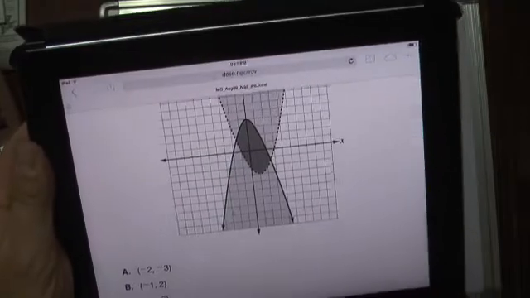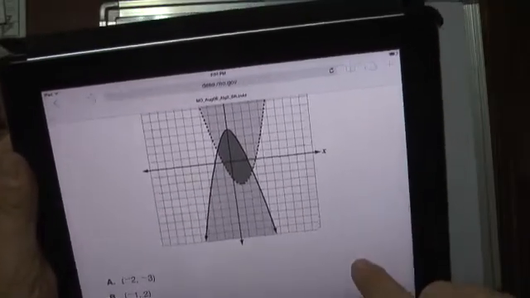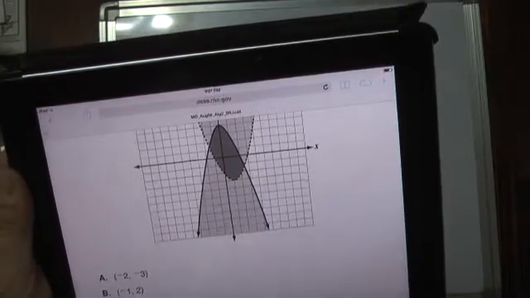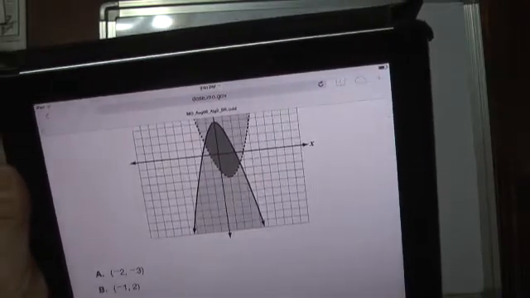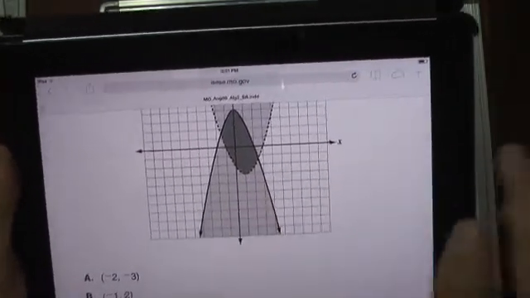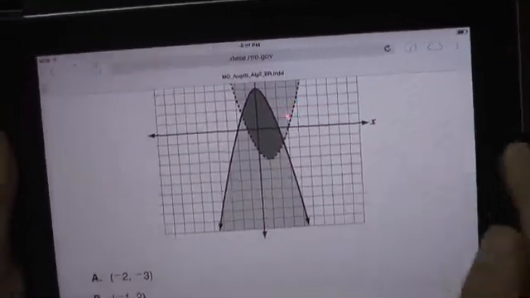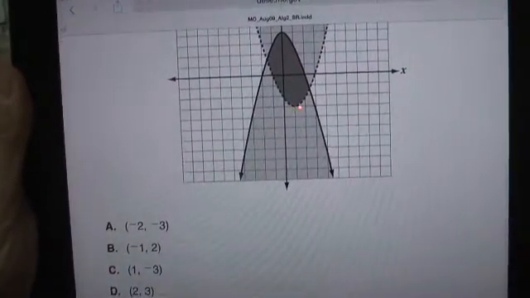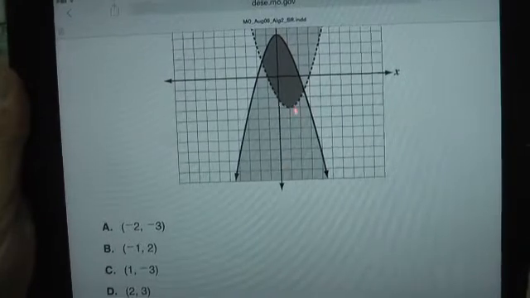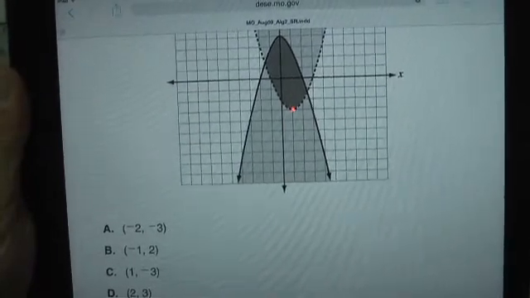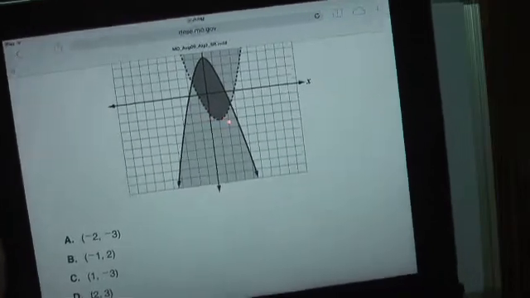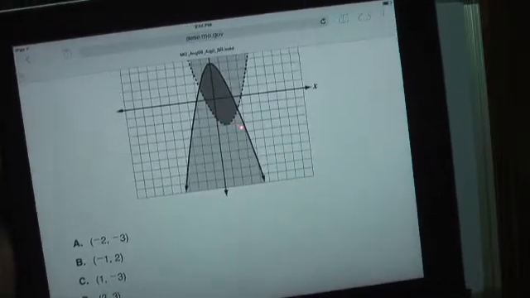So the correct answer on that one was choice B. But I want to look at choice C. Yeah, choice C is 1, -3. That's on a dotted line, okay? I don't know if you can see that on here very well. There you go, right there, right where that red dot is. That's coming from my camera. That is a dotted line. Dotted lines are not included in the solution set, so that's why it's not that choice. Okay, so the correct answer on that one was choice B.